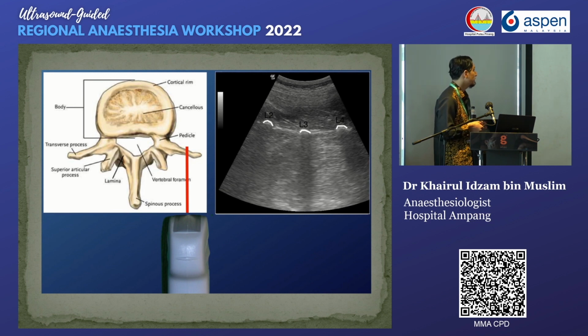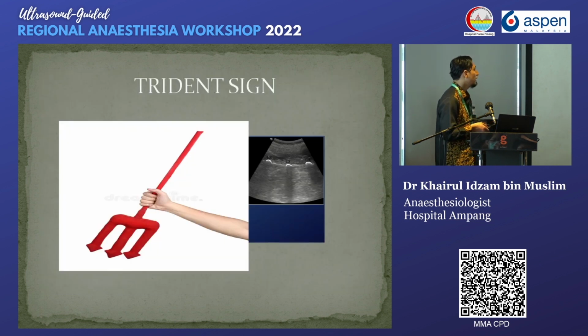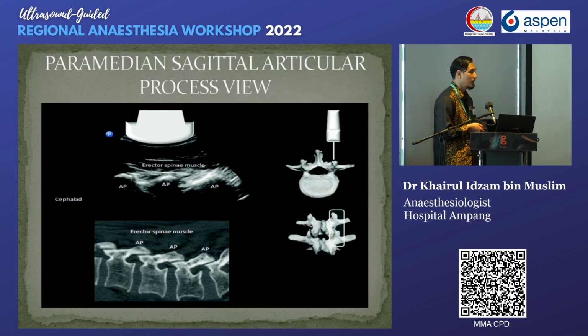So this is the level that we are going to scan, and we can identify these structures: the transverse process, the erector spinae muscles, and psoas muscle. We describe it as a trident sign. Trident is a weapon of Poseidon, so this looks like a trident. Next, we slide our transducer medially to get the paramedian sagittal articular process view.